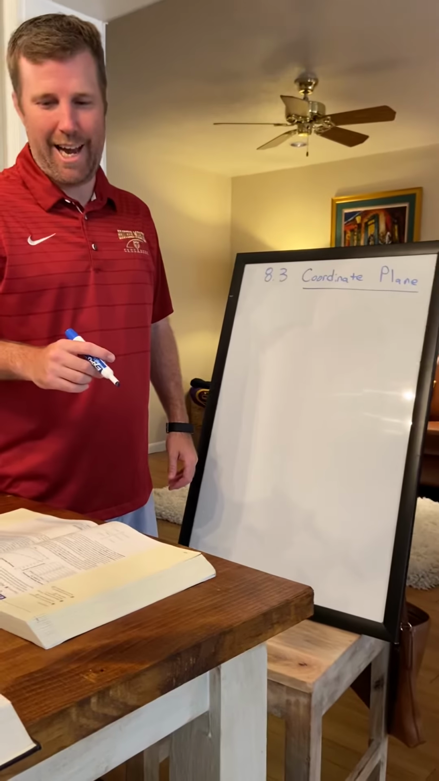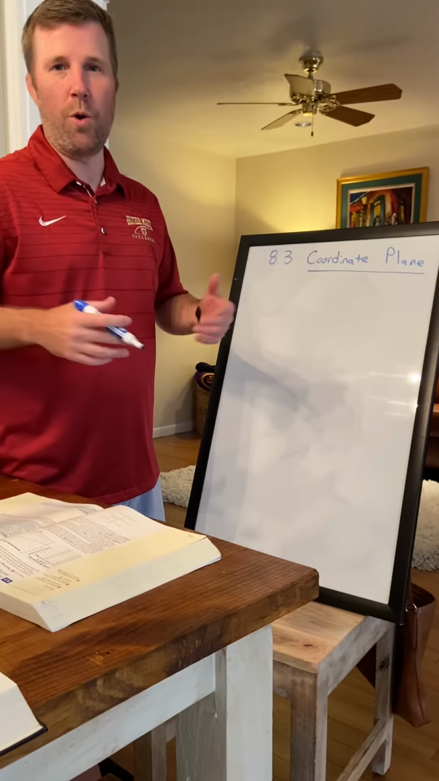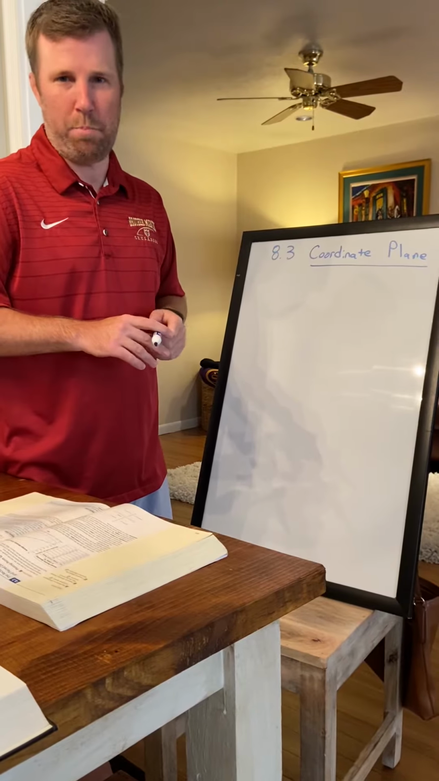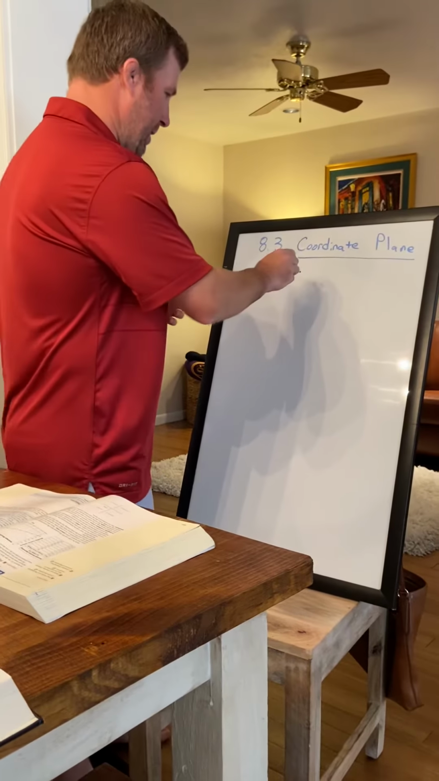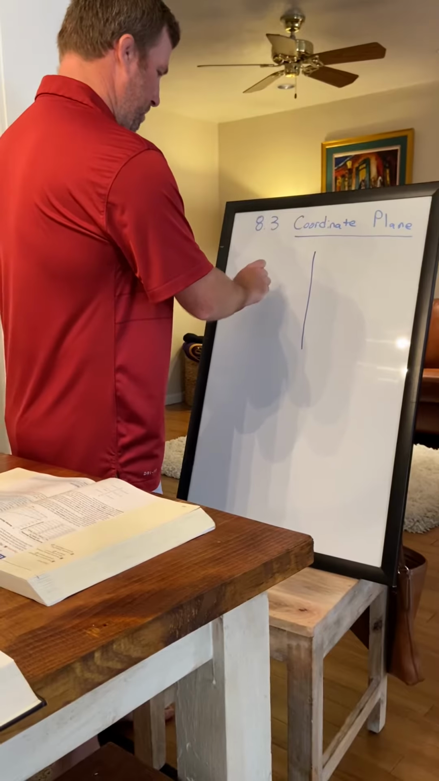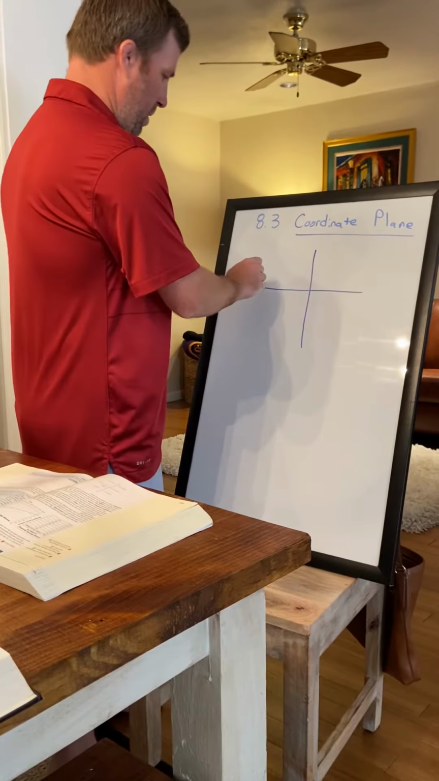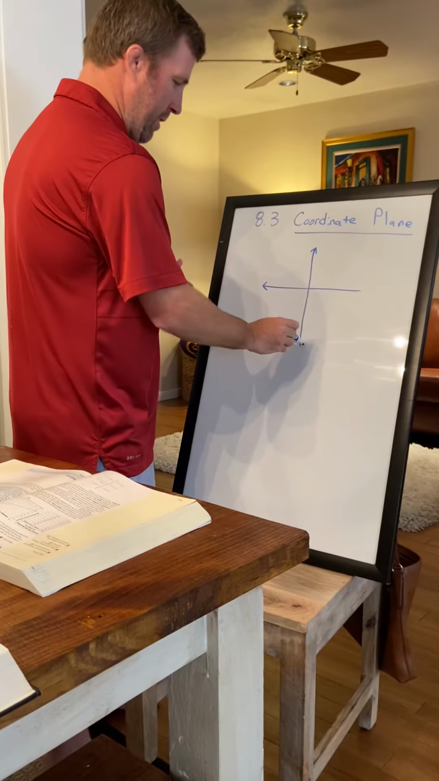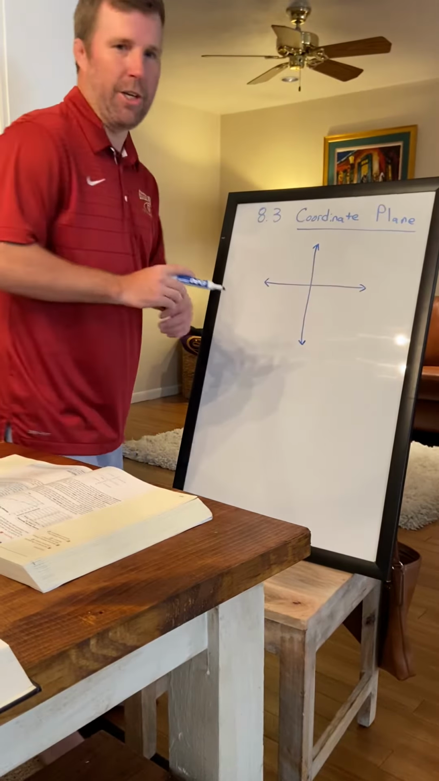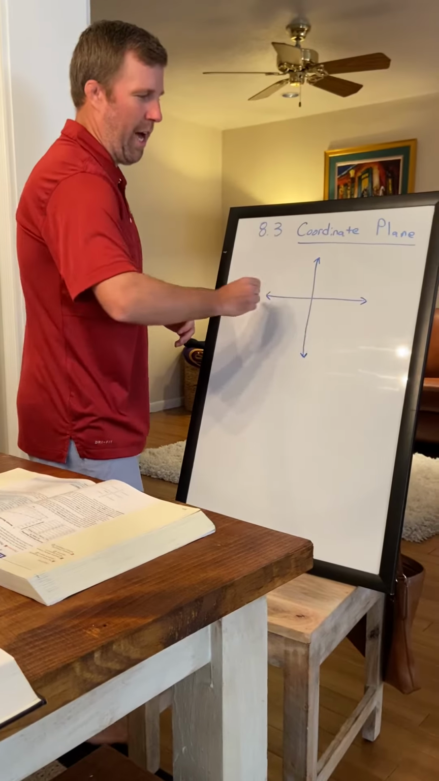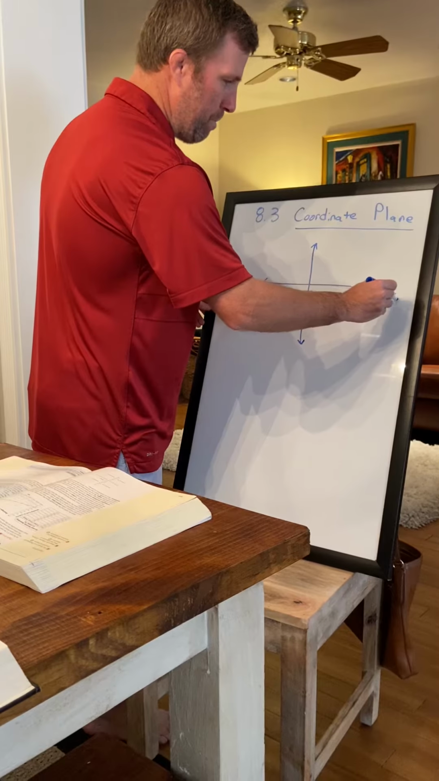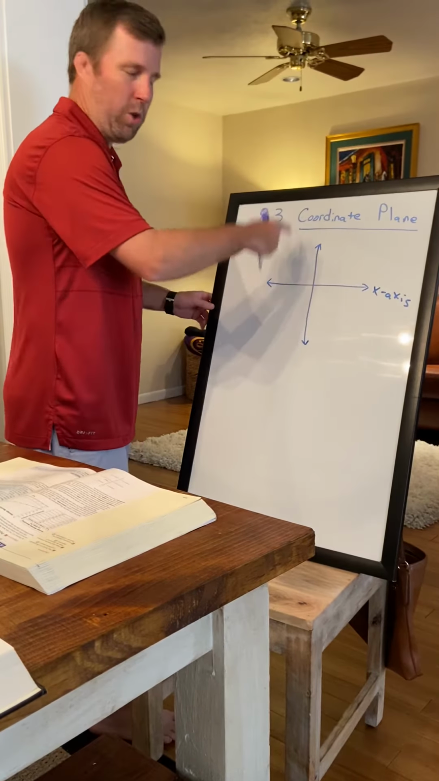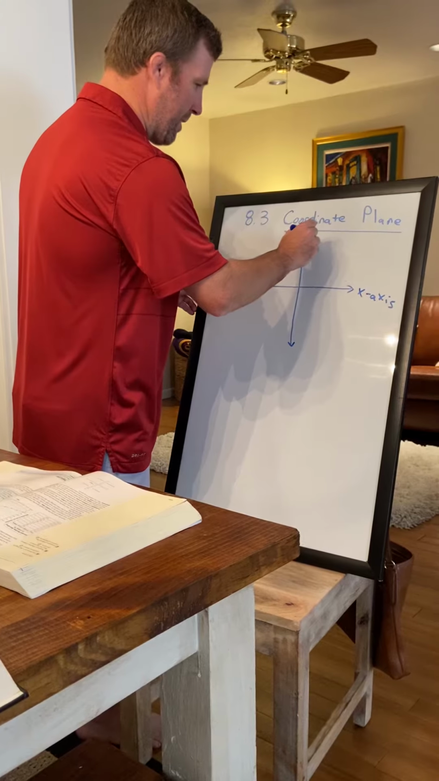It is Wednesday. I'm going to go over 8.3, which is the coordinate plane. Now, the coordinate plane is an ordered pair system where two lines intersect. The horizontal line is called the x-axis. The vertical line is called the y-axis.